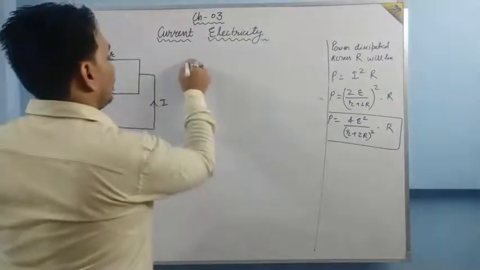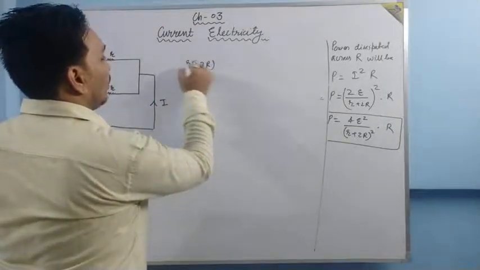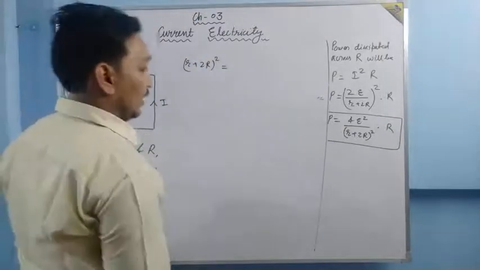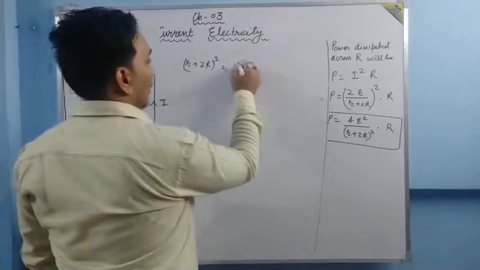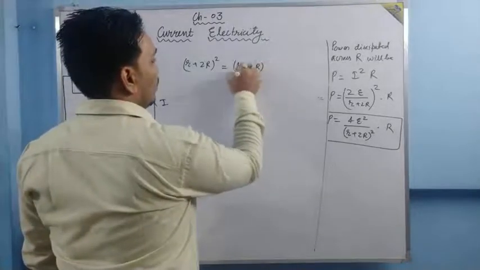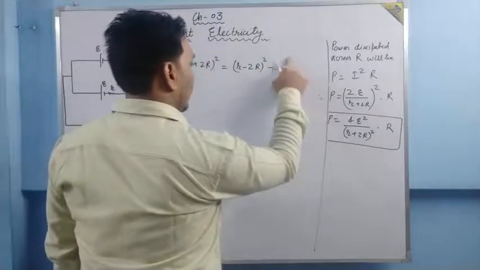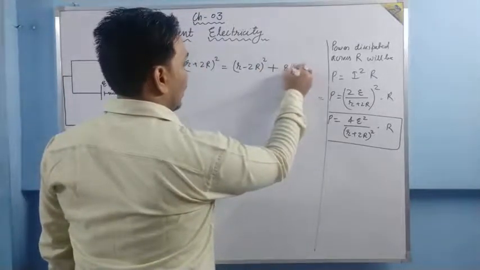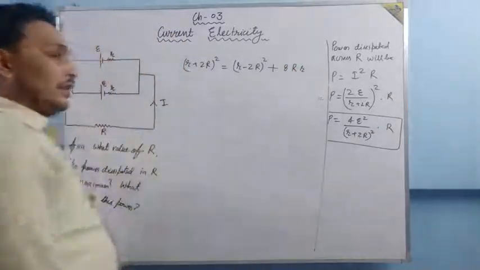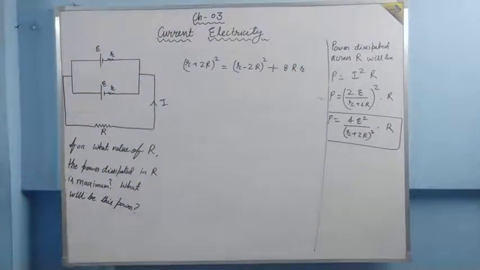This r plus 2R whole square can be written as r minus 2R whole square plus 8r into capital R. Can it be written as? Can we write like this?